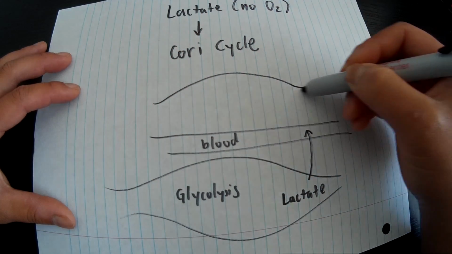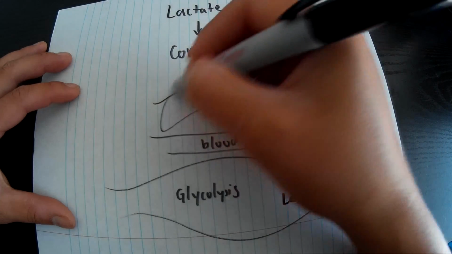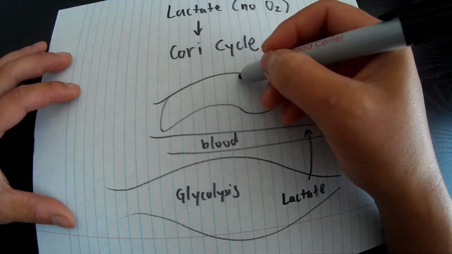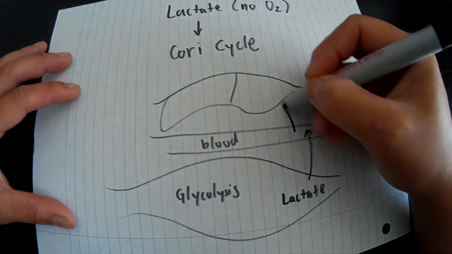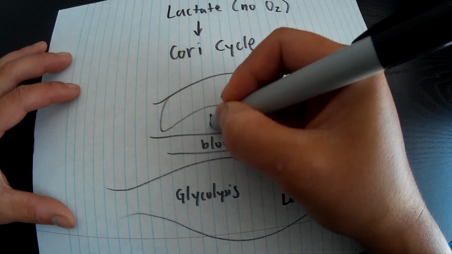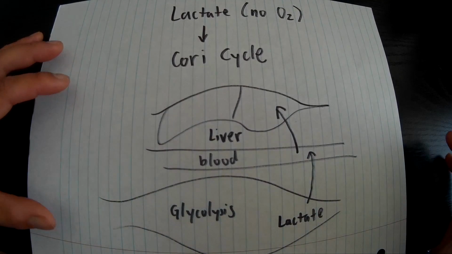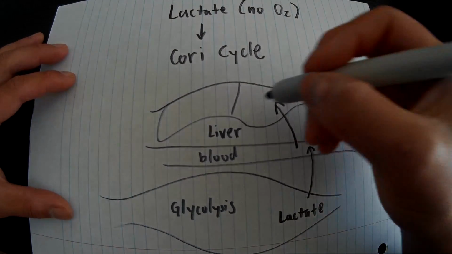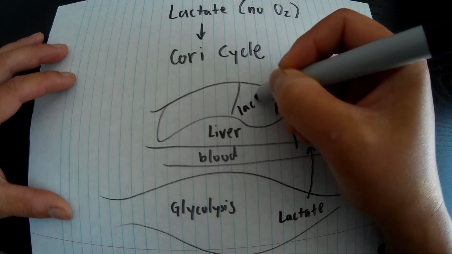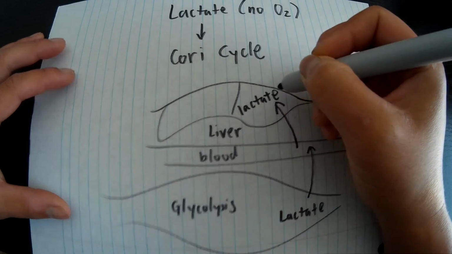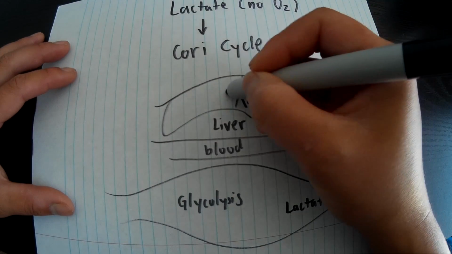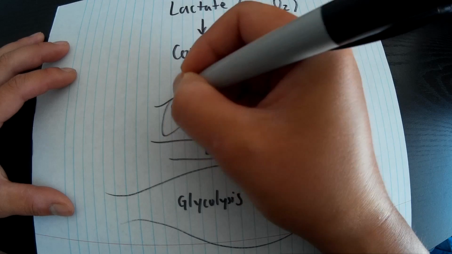And here's my funny looking liver. Lactate goes into the liver, and it will go through, again, some chemical processes which we won't go over, but all you really need to know is that it will turn into glucose, and from there, the glucose can turn into glycogen in the liver, or it can be kicked back out into the blood.